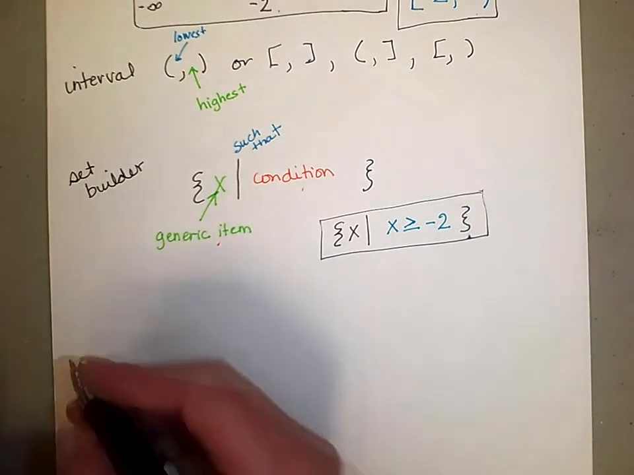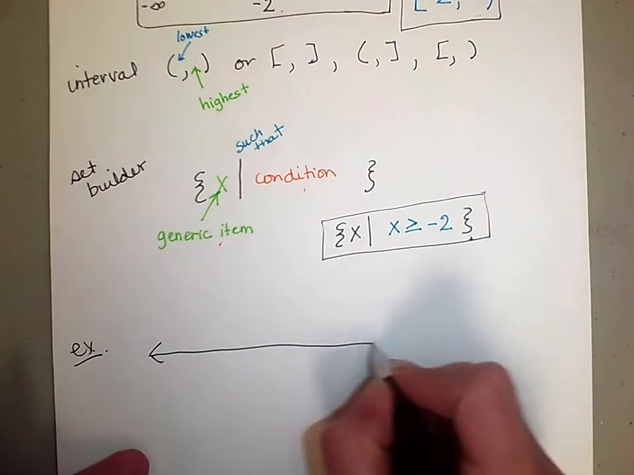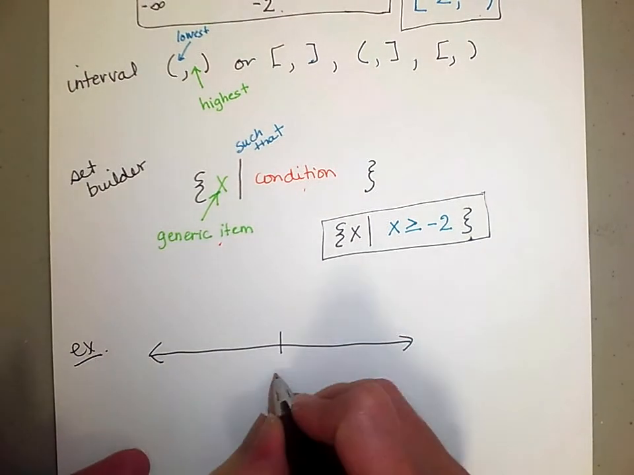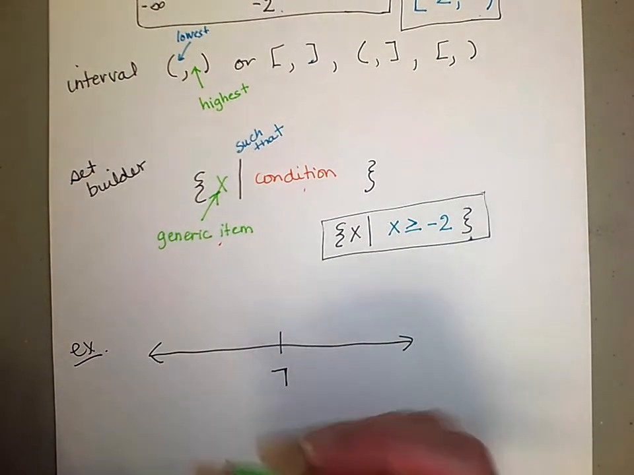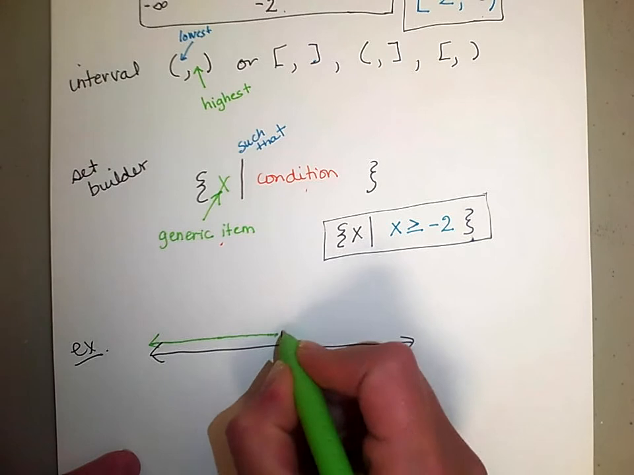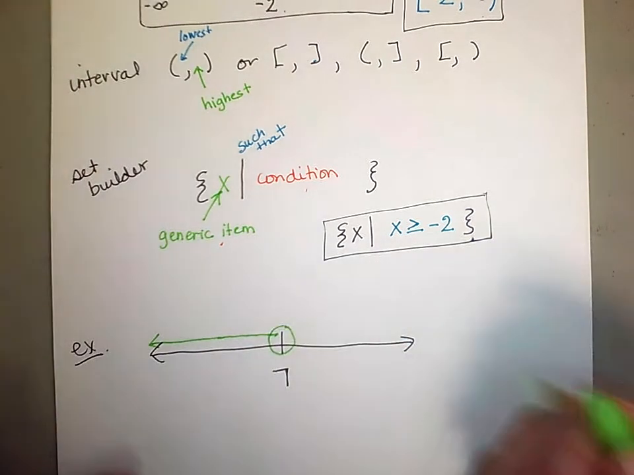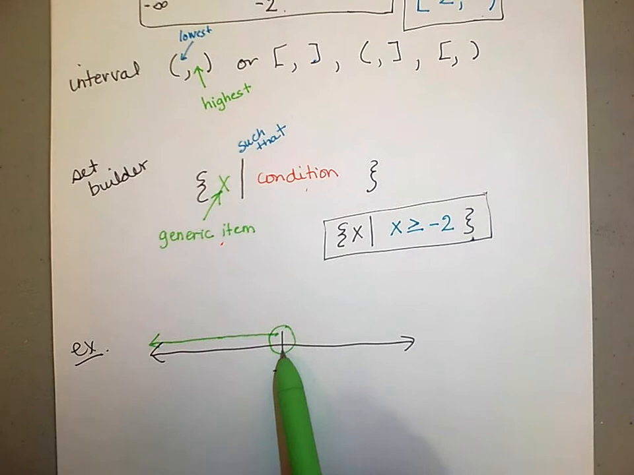Okay. Here's another example. Let's say now the important number is 7, and that we would like to represent all numbers less than 7, but not including 7. If it's not including, then we will not fill in this circle.